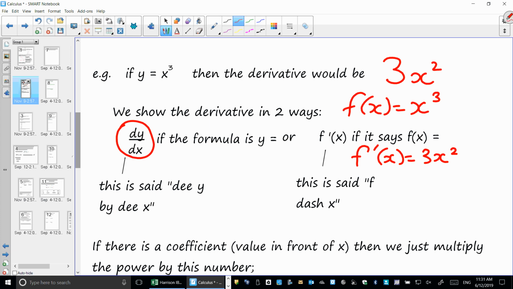Now, do you remember we were looking at inverse functions? To show the inverse, it's f minus 1 of x, yes? And that's where people get confused. They get the derivatives and the inverse functions mixed up. So please be aware that when it's an apostrophe, it's the derivative. When it's a minus 1, it's the inverse.